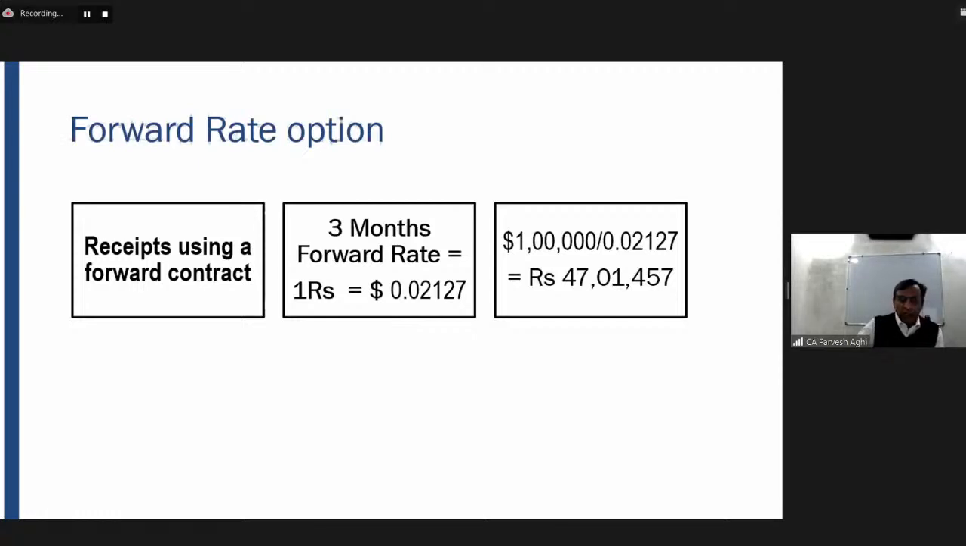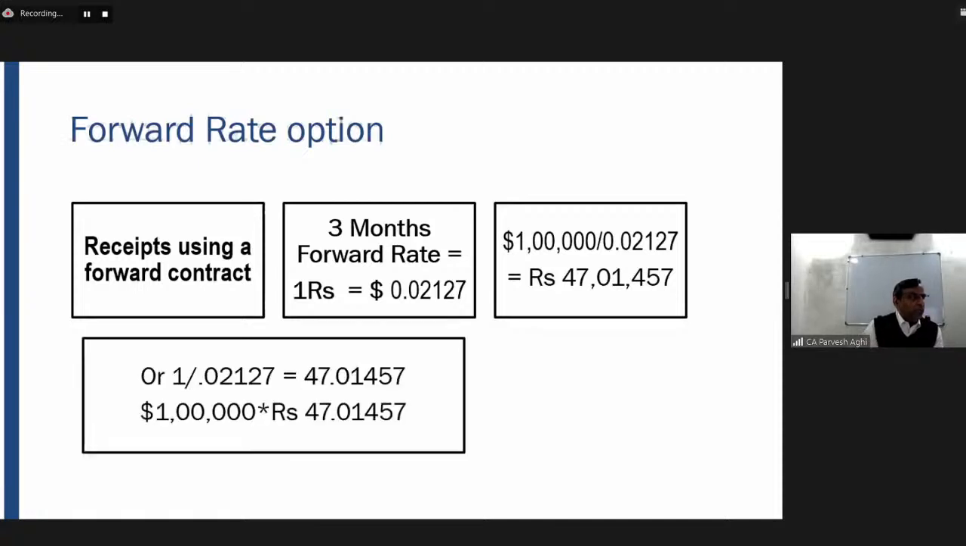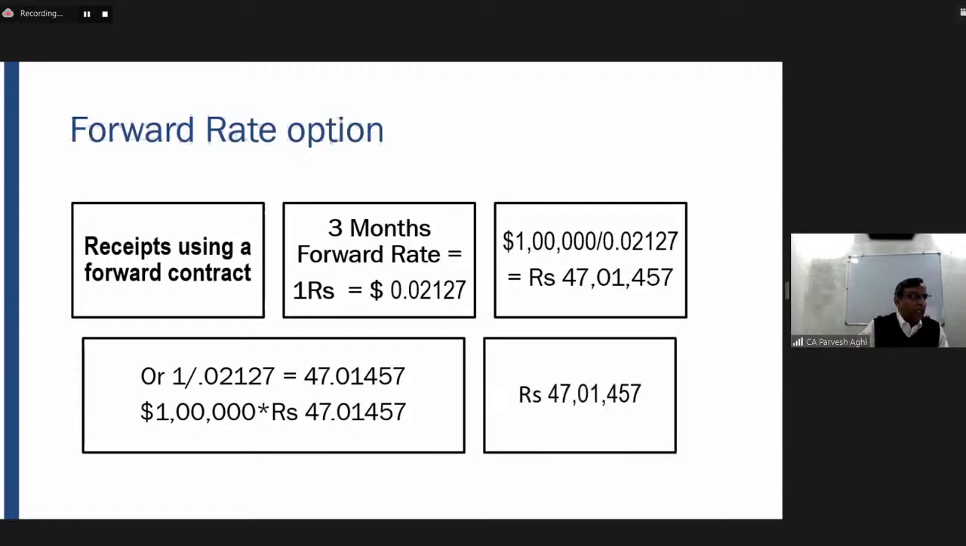I'll be solving these questions on the board also if there is something to do there. Up to now I should be very clear: the 3-month rate is given. Alternatively, we can divide 1 by 0.021 and convert into a direct quote. So we know that $1 is equal to 47 rupees 1. This is a little old quote, because it talks about 2009, when $1 was equal to 47.01. So this is basically a forward quote, and we can simply multiply $1 lakh by 47.014 and calculate the same amount.